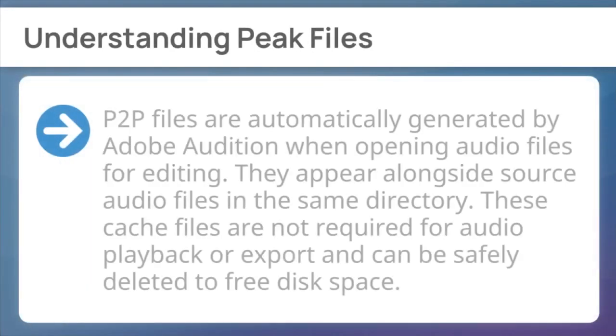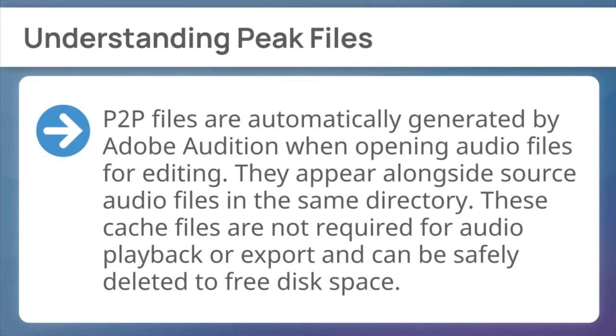First, understanding peak files. P2P files are automatically generated by Adobe Audition when opening audio files for editing. They appear alongside source audio files in the same directory. These cache files are not required for audio playback or export and can be safely deleted to free disk space.